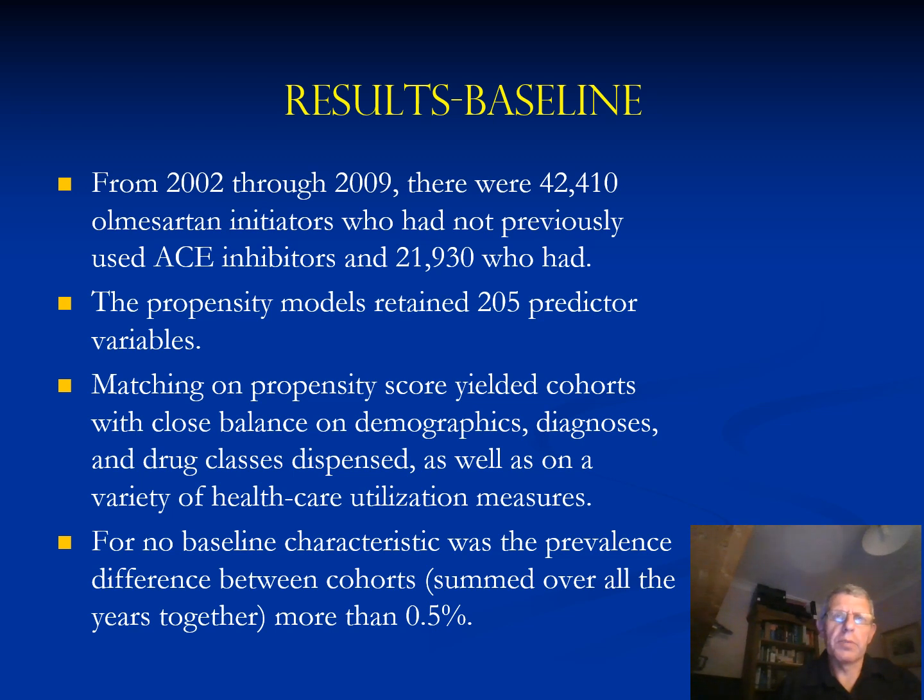Let's look at the results now, and we'll start off by looking at the baseline data. From 2002 through to 2009, there were 42,000 olmesartan initiators who had not previously used ACE inhibitors, and 21,930 who had. The propensity models had 205 variables. These are not fully explained in the paper. At no point did they say what the 205 variables are. They just refer to general characteristics such as demographics, diagnostics, drug classes, and various healthcare utilization measures. The key point is that the groups are very, very similar. There was very little difference between the different drug groups in terms of these measures.